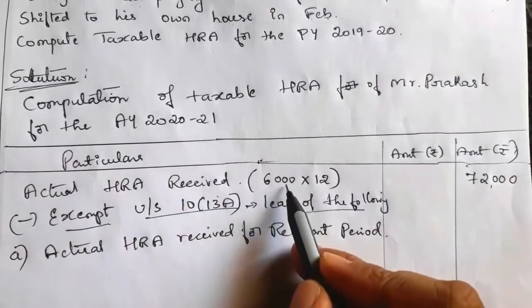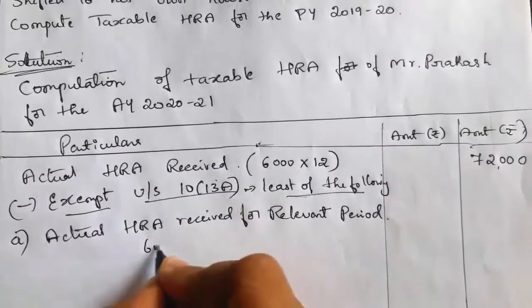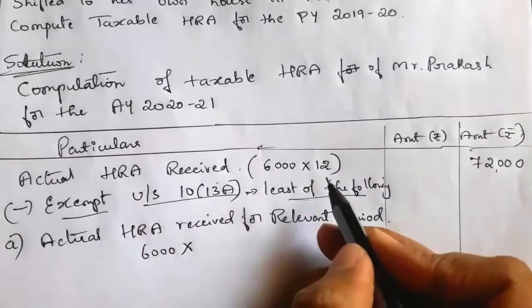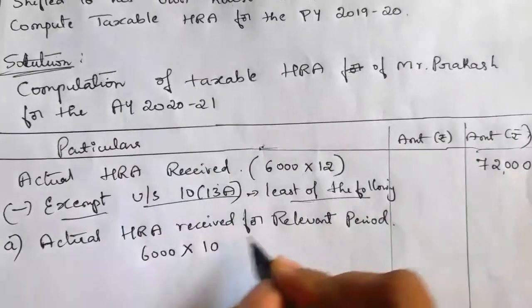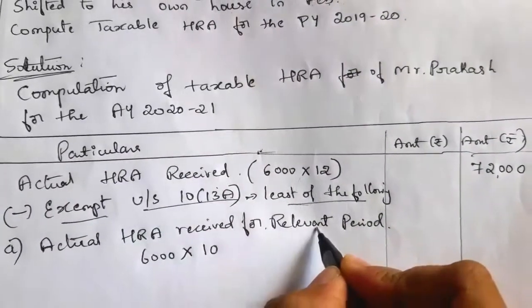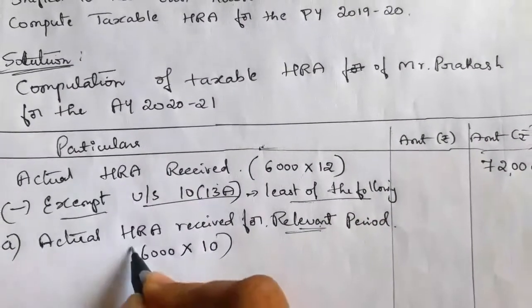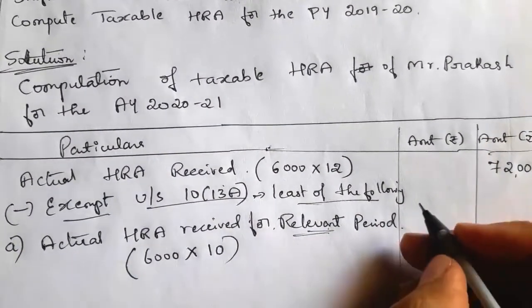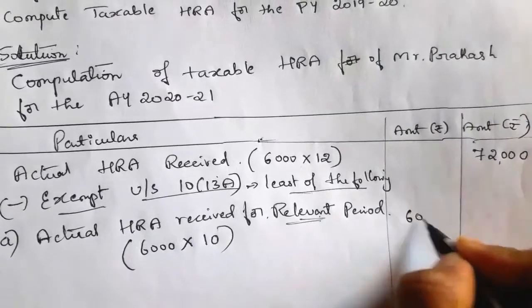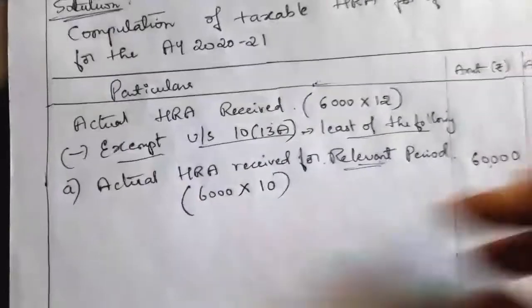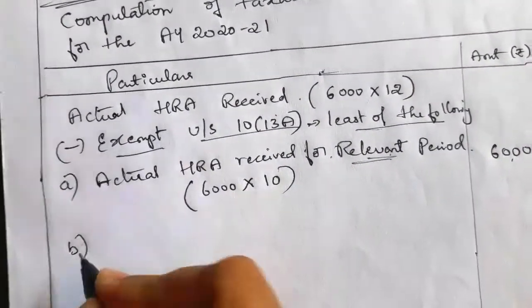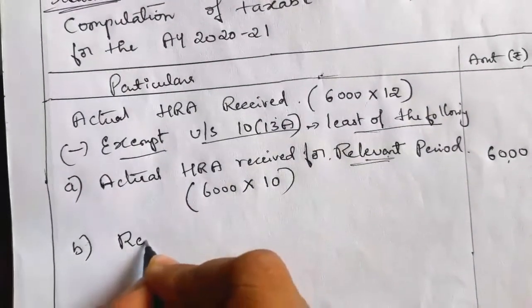So how much is the actual HRA received? 6,000. But here we have to take it only for the relevant period, not for the entire 12 months. So 6,000 into 10, that is 60,000. First one is 60,000.